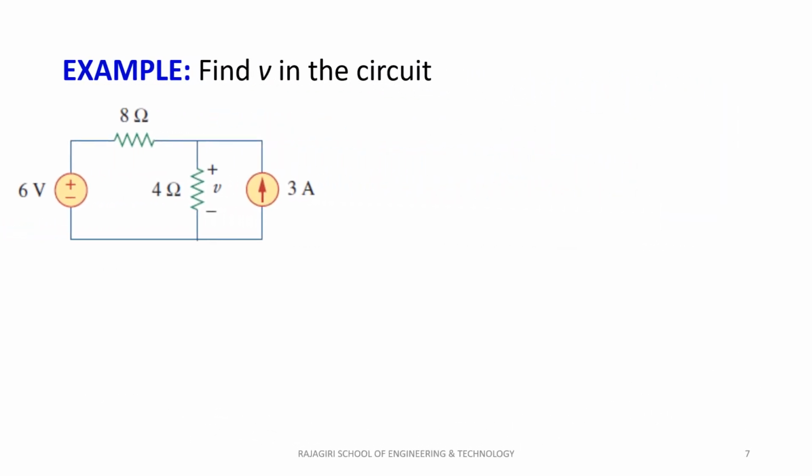We shall now apply this theorem to a simple DC circuit. In the given circuit, we have to determine the voltage across the 4 ohm resistor, and we have two independent sources, a voltage source and a current source. In order to apply superposition theorem, we first consider the effect of the 6-volt source alone. To turn off the 3 ampere current source, we open circuit the terminals across which it is connected. Now we have a simplified circuit.